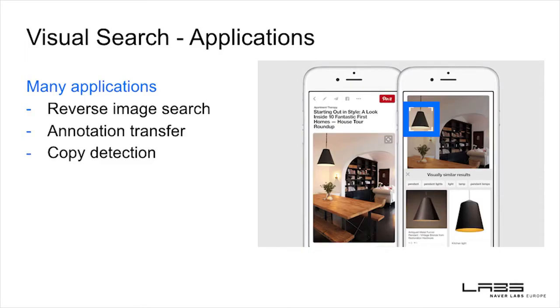The first one is probably the most known one, which is reverse image search. When you query for an image, you usually type text. But another way to query a system is to give such an image. For example, you're interested in this particular lamp, so you select this area, and what you want to do is retrieve other images of similar lamps, because that's what you're interested in.